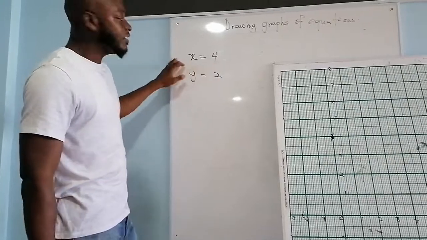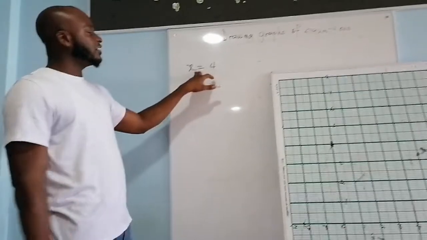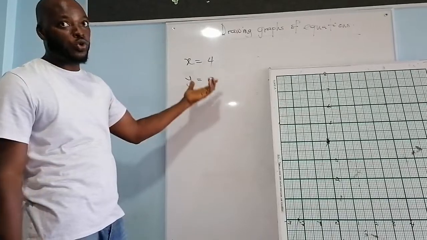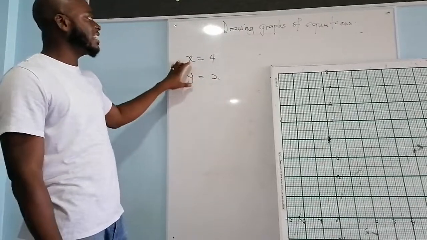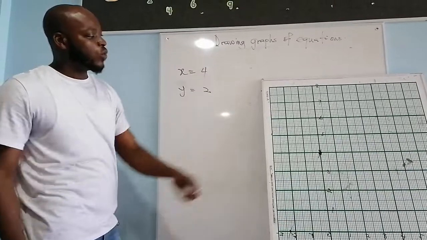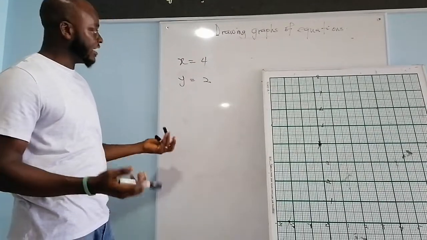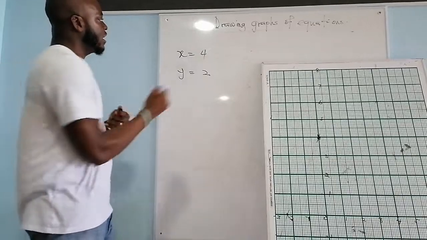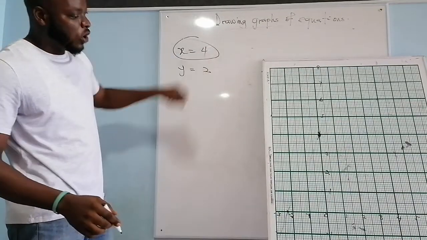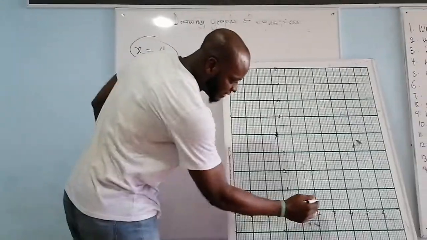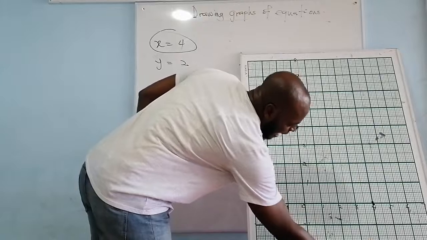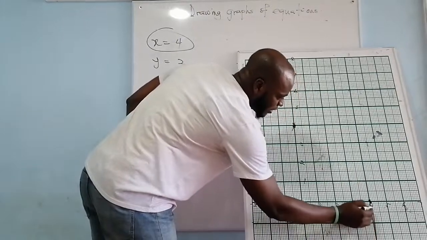Okay, sometimes you are given an equation where x is equal to just a single whole number, or y is also equal to a whole number. In this case, the lines you draw will either be parallel to the y-axis or the x-axis. So let's see how it works. If you have something like this, x is equal to 4, all you need to do is come to the x-axis, locate 4, this is 4. So draw a straight line that cuts through this point here.